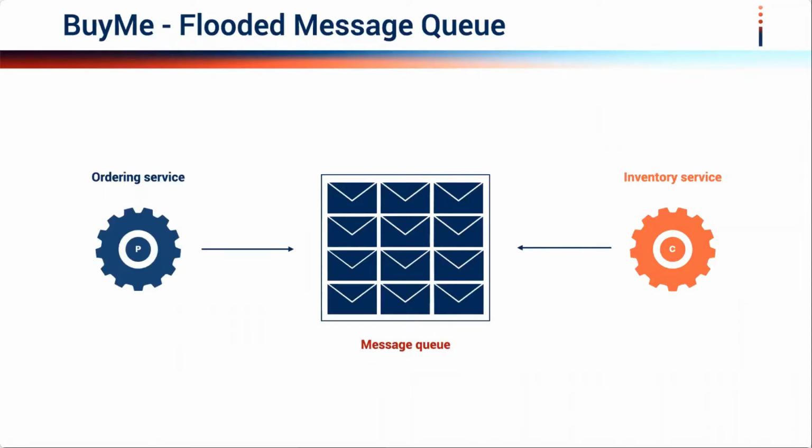They discovered that a considerable number of messages still in the queue should have been processed by the inventory service already. To debug this issue, the BuyMe team starts to think about the different ways a message could fail to be processed by a consumer.